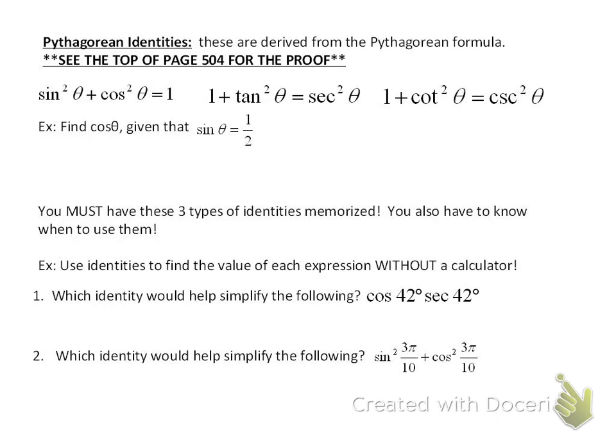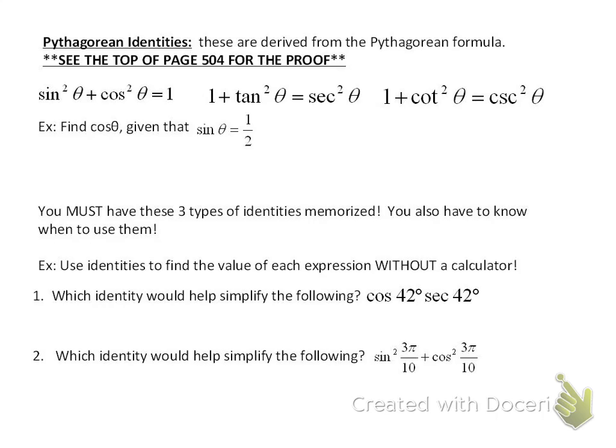Sometimes it hiccups. All right, so your third one is your Pythagorean identity. These are going to be derived from the Pythagorean theorem, and on page 504 they show you the proof. I want everybody to go to page 504 tonight. I want everybody to read page 504, and I want you guys to look over the proof as to why these are called Pythagorean identities and why they work. Okay? So, our first example comes from our Pythagorean identity.